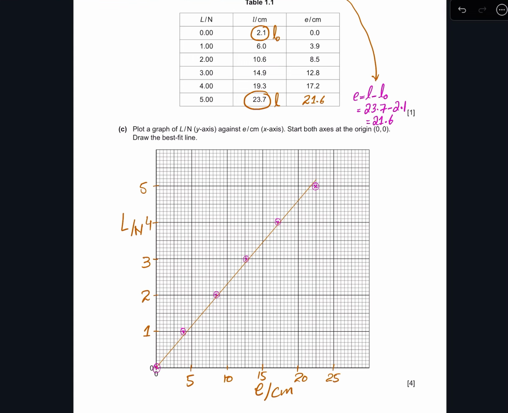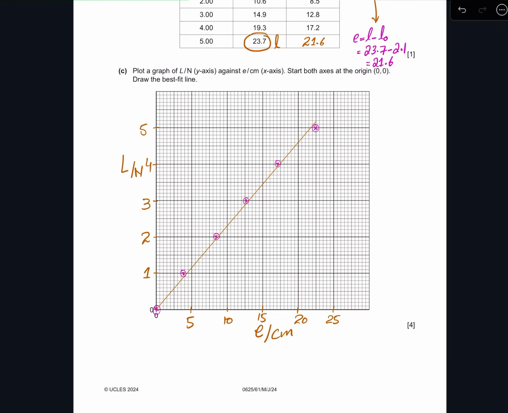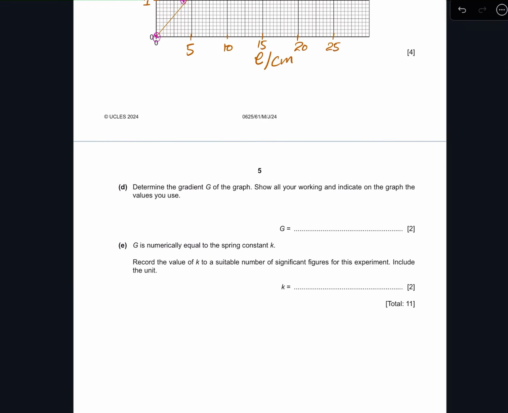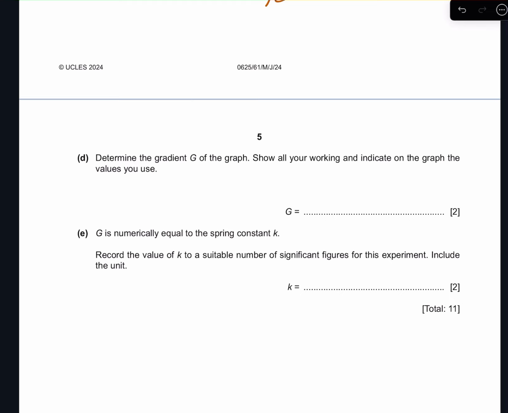For the best fit line, the criterion is that the points above and below the line should be almost equal. Okay, so that is the graph that we have to make. In part D, we have to find the gradient, we have to show all the working, and we have to indicate on the graph the values you use.